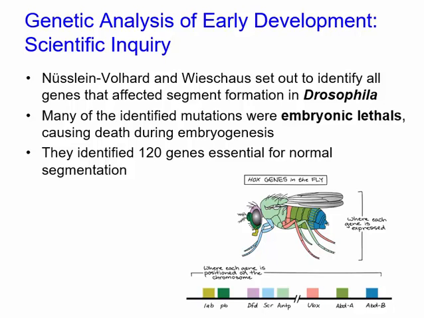And so Nüsslein-Volhard and Wieschaus, studying Drosophila, identified embryonic lethals. And so they're looking for genetic mutations that don't allow development in the fruit flies. And through that, they identified 120 genes that are essential for normal segmentation in fruit flies. So there's, again, a lot of genes involved in this, and where those genes are turned on and what part of the organism is very crucial.